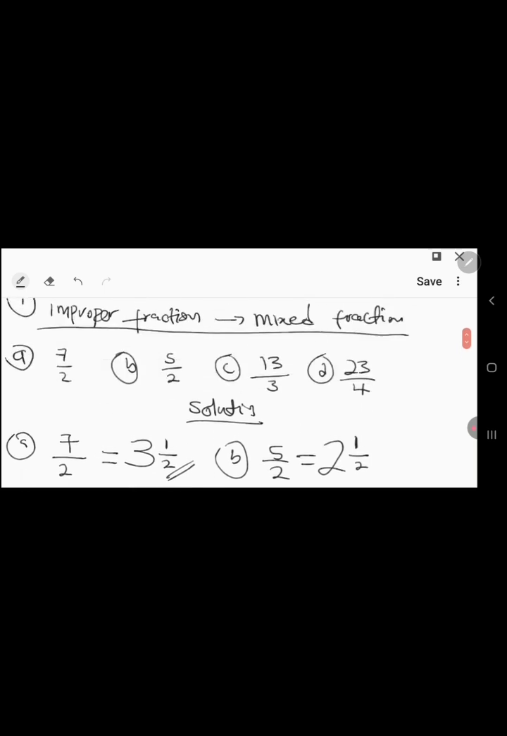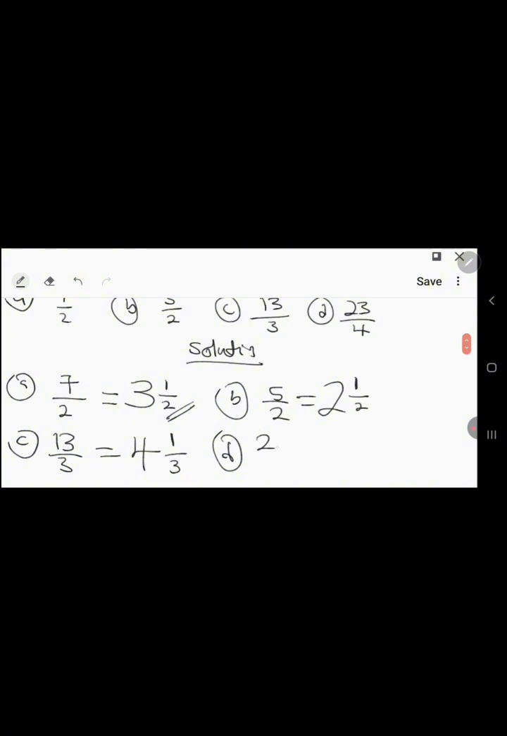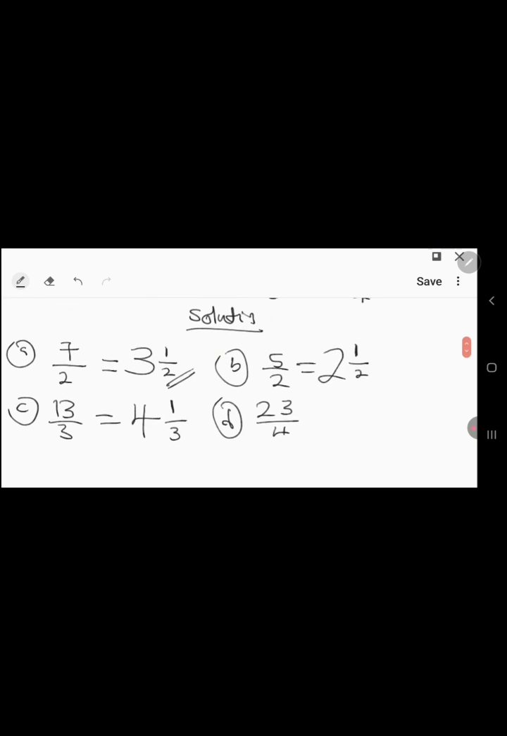For the D I have 23/4. I will still do the same thing. Just know that you have to count how many times the denominator can go into the numerator. That's all. So 23, 4 can go into 23 how many times? 4 can go into 20 5 times. Then there is a remainder of 3. So I can just say 5, then remainder 3 all over the initial denominator, which is 4.